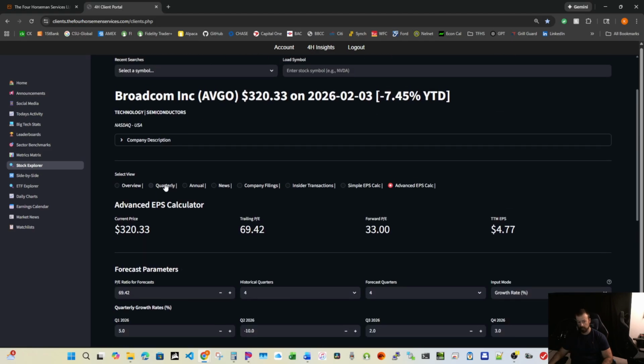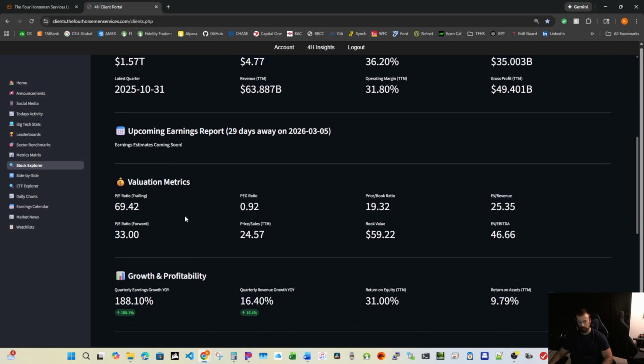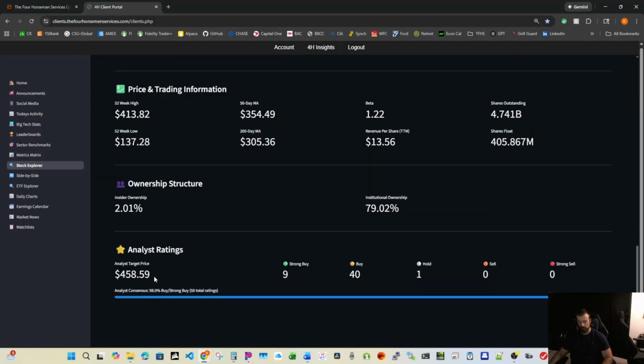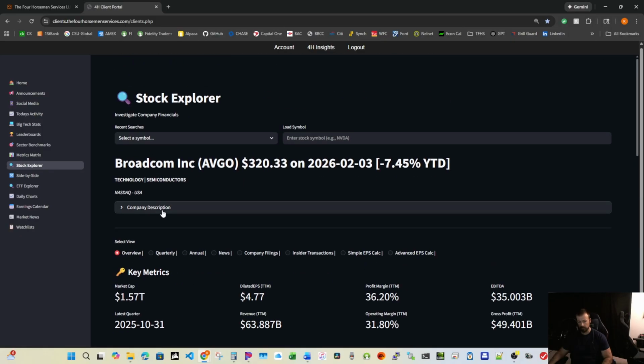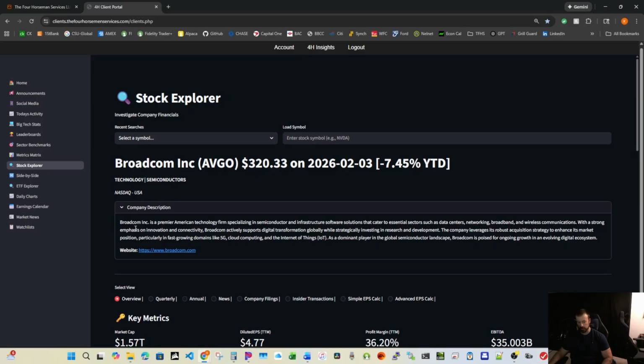Now, if I go back and I look at the company overview page, I can see that the price target that the analysts have is about $460. And if you're unaware of what Broadcom does, or any company in here, simply click on the company description. A full description will be laid out here, as well as a link to their website.